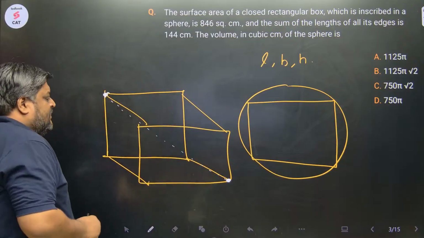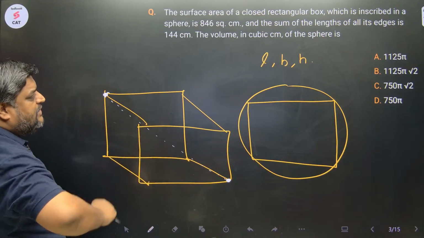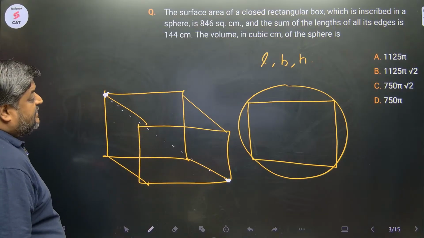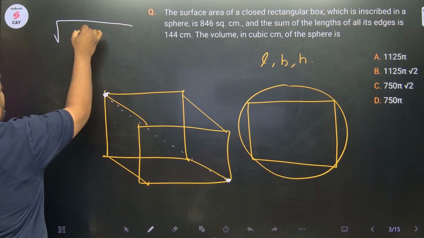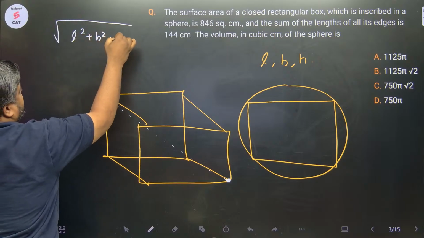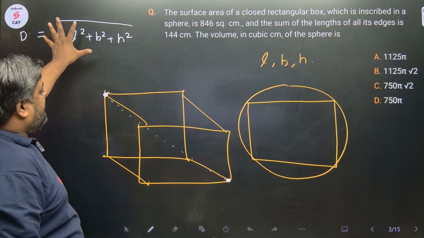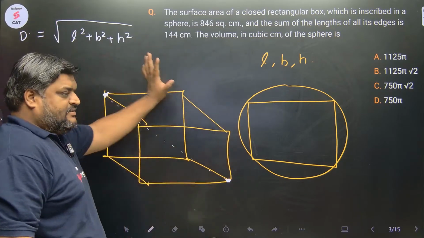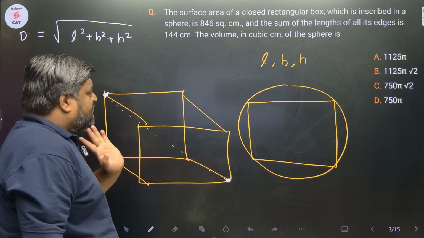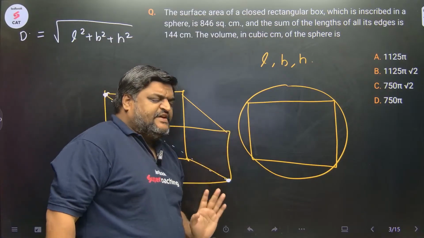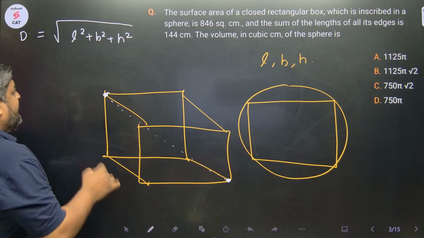So I have to find this body diagonal of the rectangular box. And what is the body diagonal of a rectangular box? It is the square root of L square plus B square plus H square, and this would become the diameter of the sphere. So what is our target now? The body diagonal of the rectangular box. We will forget about the sphere for the time being. That body diagonal would be the diameter of the sphere, right?